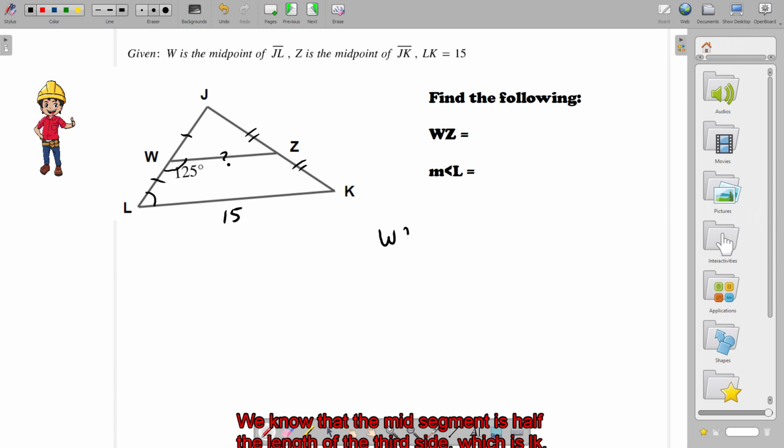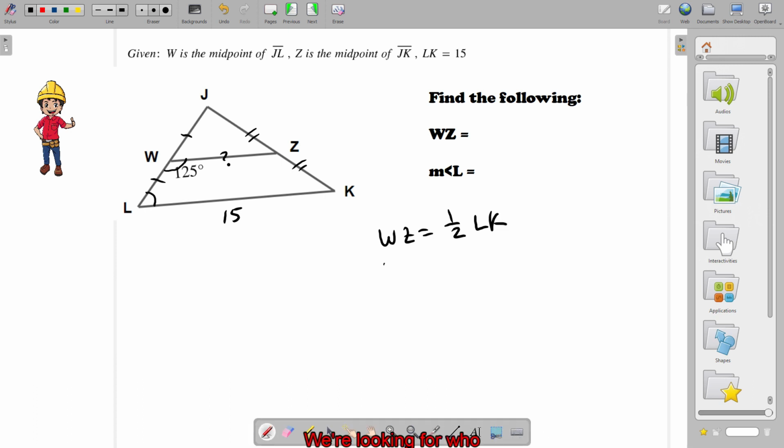We know that the midsegment is half the length of the third side, which is LK. We're looking for WZ. We're given that LK is 15. So this is 15 halves, and 15 halves is 7 1/2.